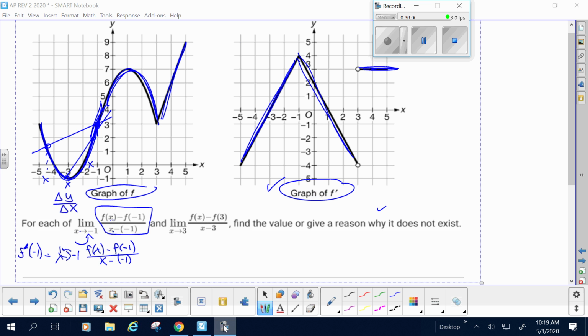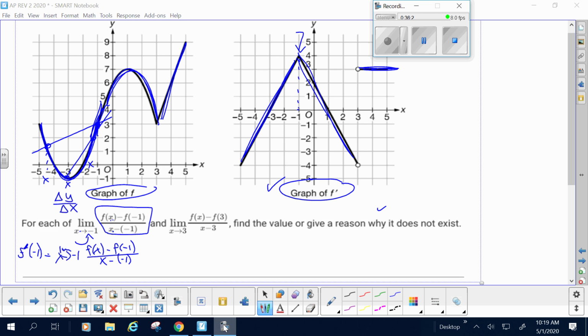Now, back to the idea here. If I say, all right, what's the derivative at -1? Well, here's the derivative graph. Here's -1. The derivative is 4.